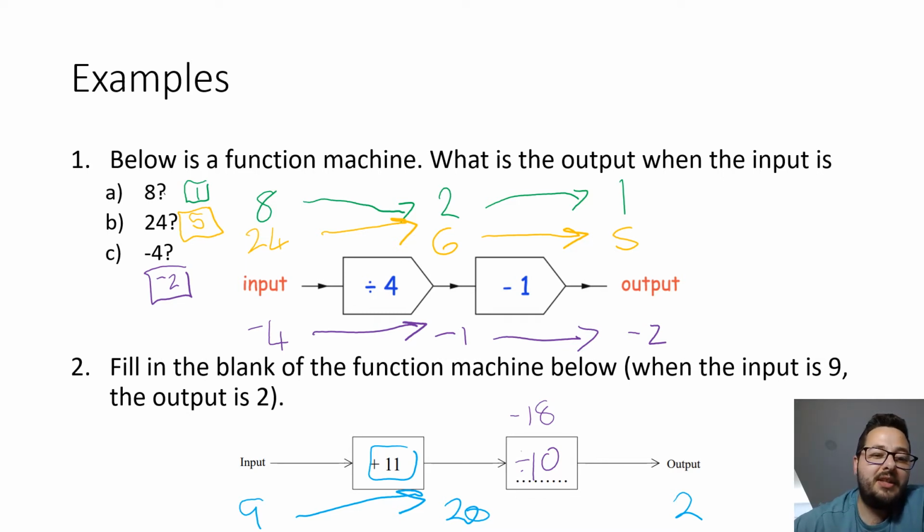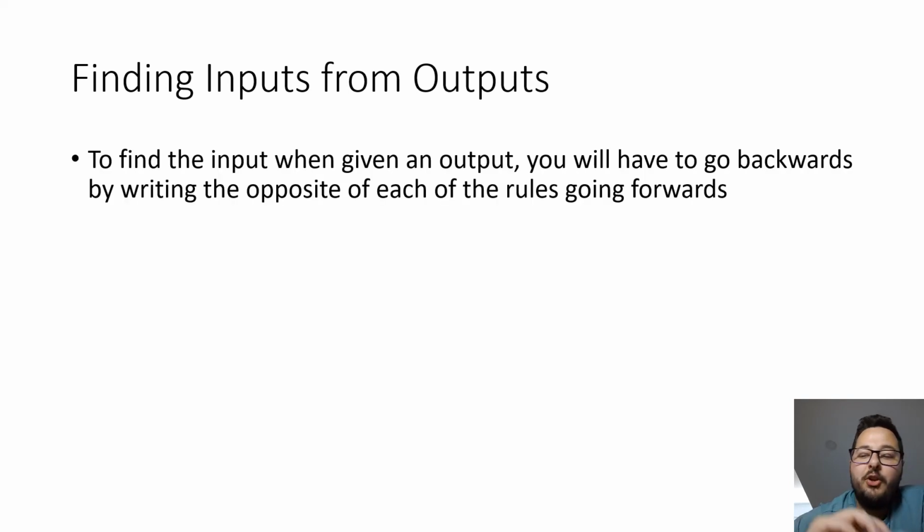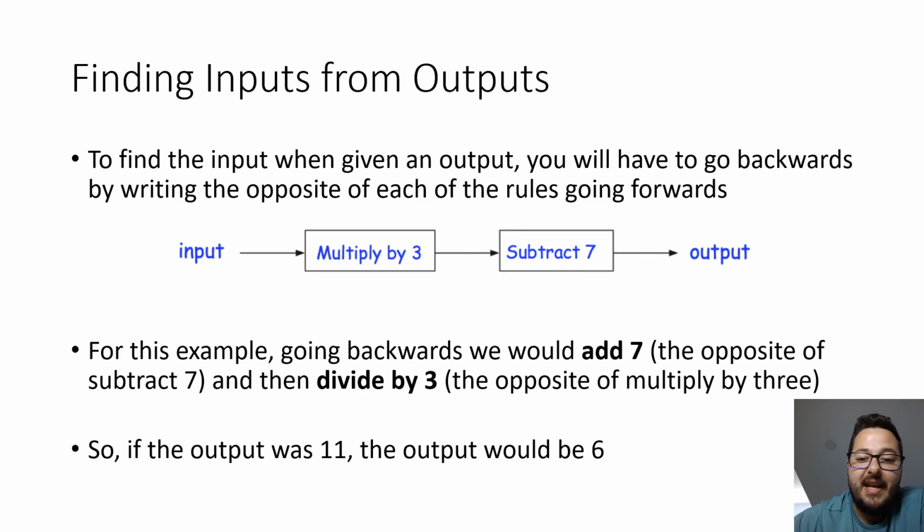And now let's just have a look at going backwards. So if you know an output, how would you find the input? So what you want to do is you want to go backwards along your function machine by writing opposites of each of the rules. Okay, so for example, here we've got the input that we looked at before. So it goes in, multiplies by 3, then takes away 7, and we get an output. And going backwards, so let's start. So if we just rewrite this again, so we've got output.